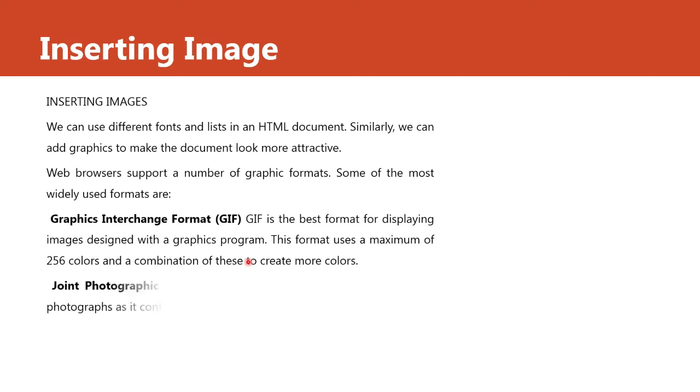Next, Joint Photographic Experts Group, JPEG. JPEG is the best format for photographs as it can contain 1 million colors. So you know already, the photos which you take from your mobile camera and all those are JPEG type of photos.